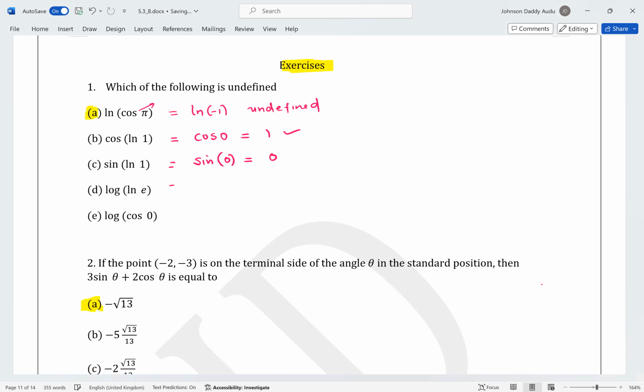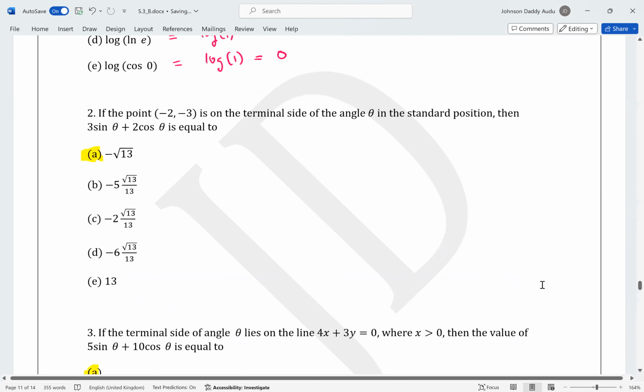This also makes sense. Now this is going to be log of ln e. We know ln e is 1, so log of 1 is also 0. And this is going to be log of cosine 0, which is log 1, and that is also 0. So all of these make sense. The only one that is undefined is A.